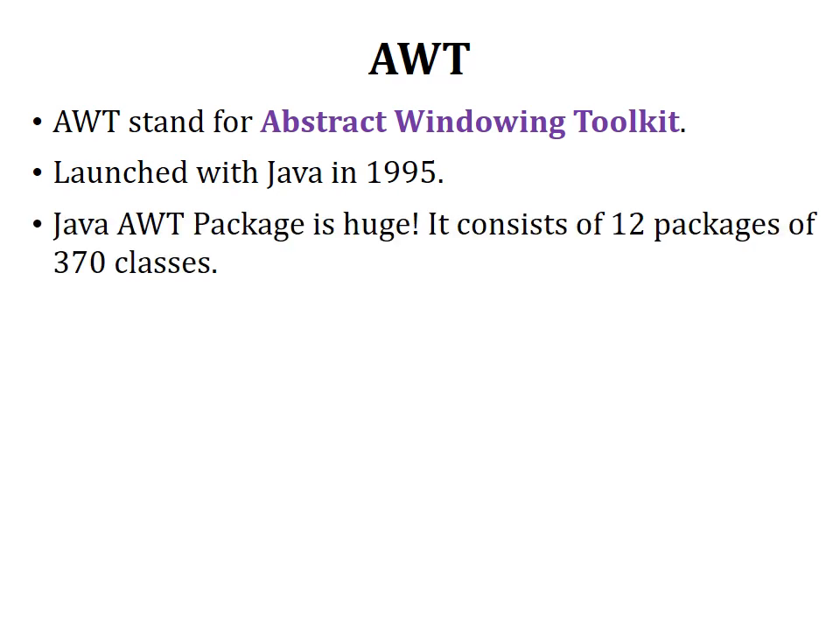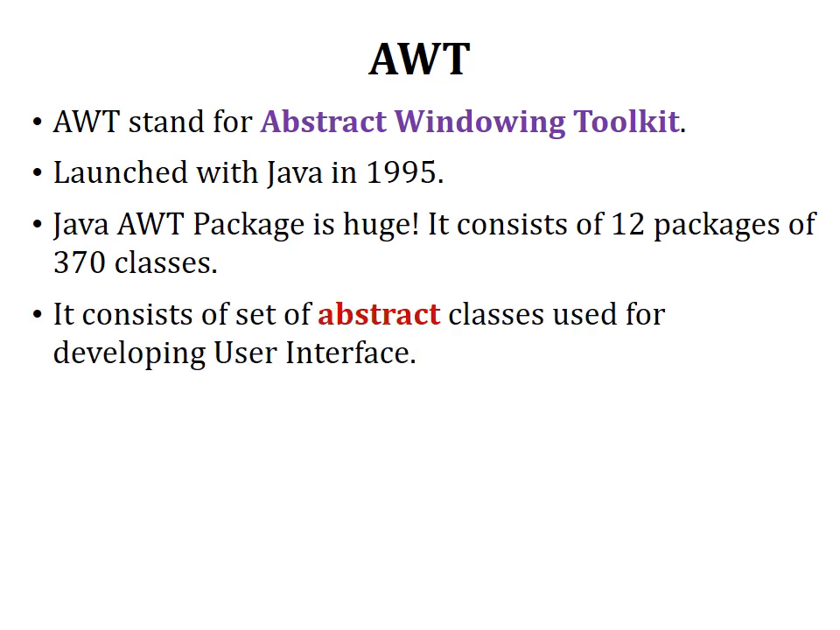AWT stands for Abstract Windowing Toolkit. It was launched with Java in 1995, so it is a very initial package, and nowadays it is rarely used. The Java AWT package consists of 12 sub packages and 370 classes, but most of the time we use very few classes and packages from it. It consists of a set of abstract classes that are used for developing the user interface.